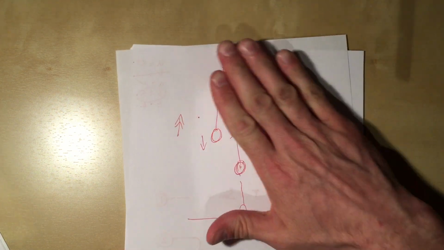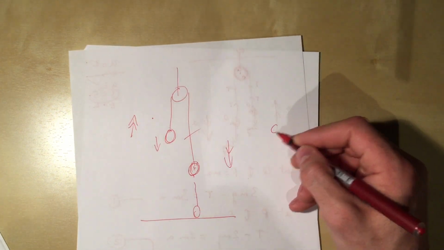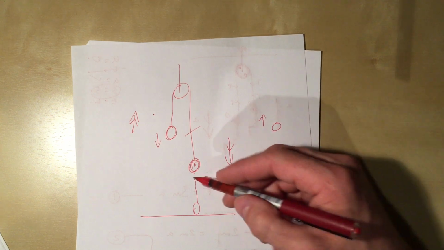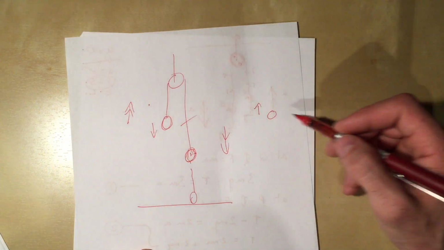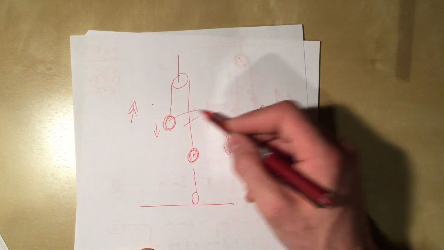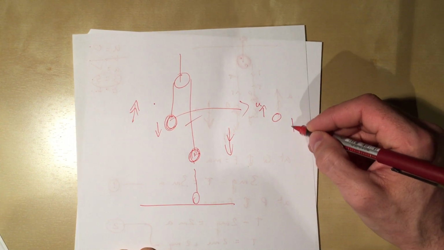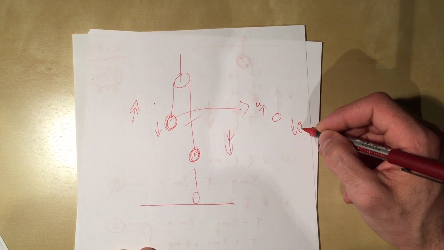So what have we got happening? We've got just an object that starts at the point when this one hits the ground. This mass here is moving upwards with an initial velocity. Gravity's pulling it downwards with an acceleration of g.